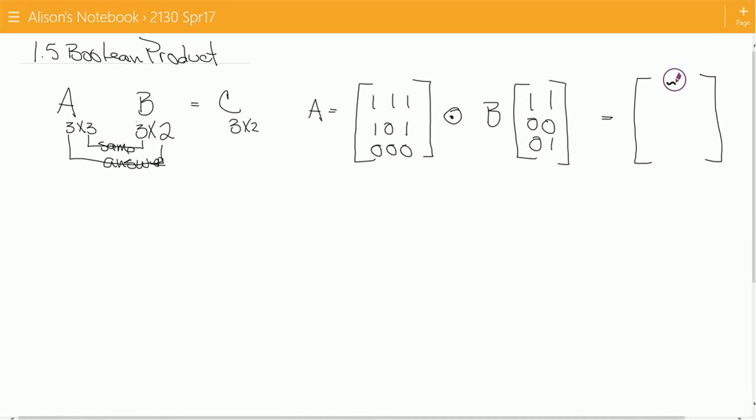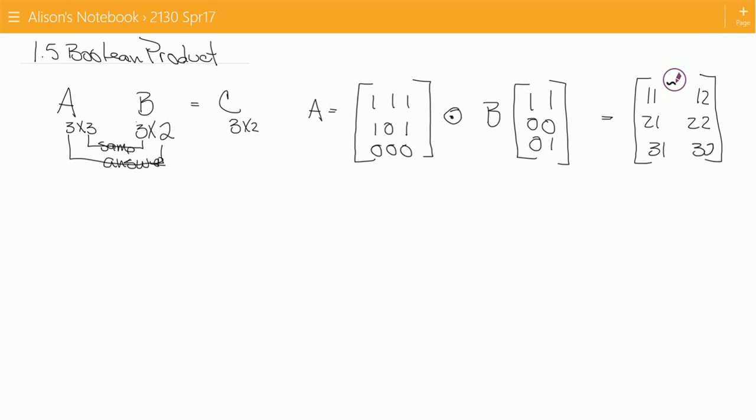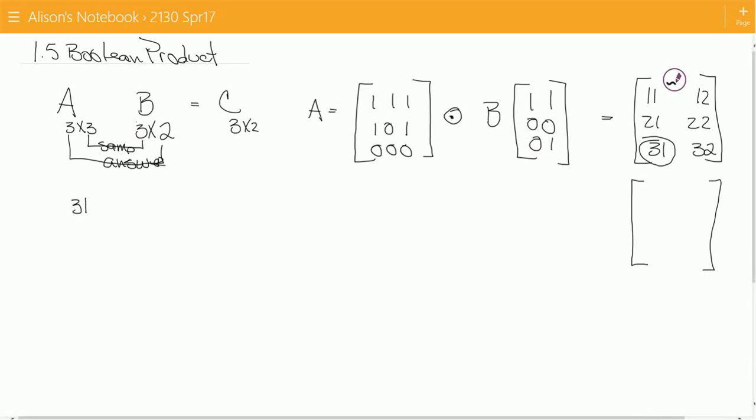So let me put the positional values. This would be 1,1. This will be 1,2, 2,1, 2,2, row 3, column 1, row 3, column 2. All right, so let's say that I want to find a specific value. Let's say, for instance, that I wanted to find the value 3,1. I'm going to put an answer matrix right below that. I would like to find element 3,1. The way that I'm going to do this is the 3 always represents the row. The first value always represents the row. The second value always represents the column.